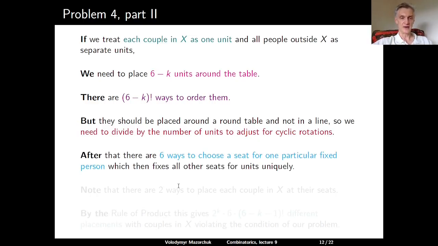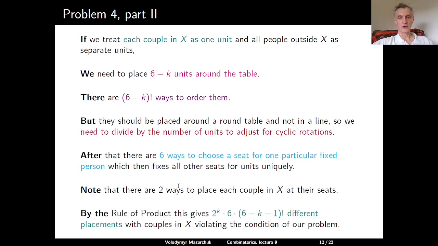Then, if we have this rotational placement, we can choose a seat for one particular person, and then everyone else gets seats automatically because the order is fixed. And of course, we need to take into account that when we place a unit which contains two people, there are two ways to place them next to each other. So, by the rule of product, this gives us 2 to the power k times (6 minus k minus 1) factorial different placements, where the couples in X definitely violate the condition of our problem.